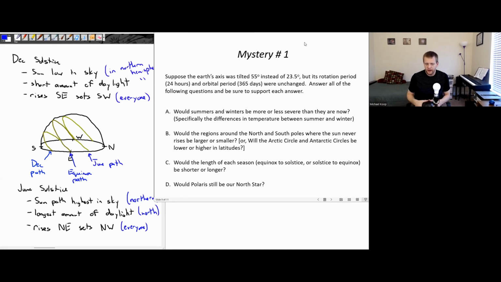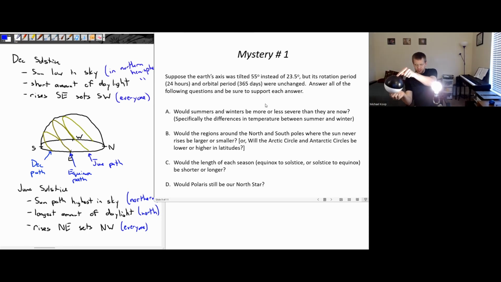Okay, let's play around with this and see if we can get an answer. And I'm going to use this model to try to help us justify some of our answers. So we're saying, suppose the Earth's axis were more tilted, but the rotation period and the orbital period were unchanged. Would summers or winters be more or less severe than they are now? And specifically, the differences in temperature between summer and winter.